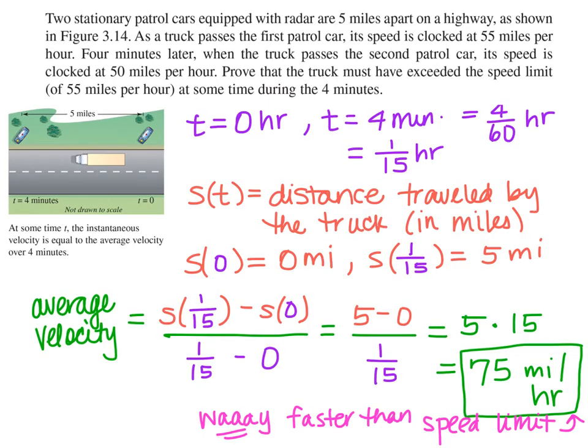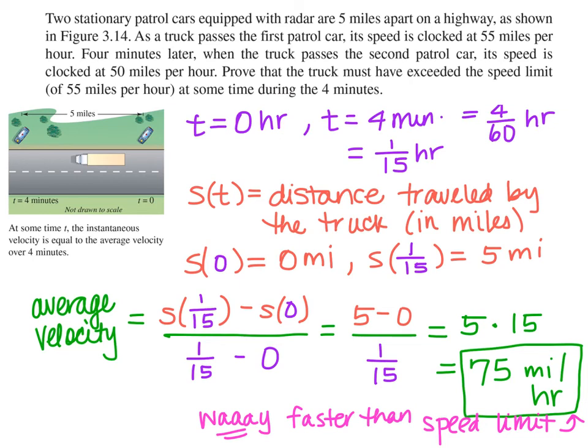First thing I'm going to do is establish some things that I already know. So the truck is first clocked at time equals 0 hours. We're using hours because speed limit is usually in miles per hour. So we're going to start at t equals 0 hours, and then we're going to stop analyzing at t equals 4 minutes. And 4 over 60 parts of an hour is 4 minutes, so that's 1/15 of an hour. So that's why you see 1/15 instead of 4 from here on out.